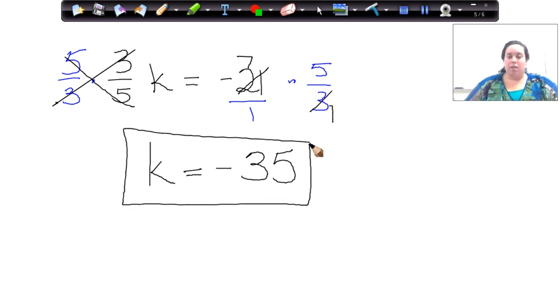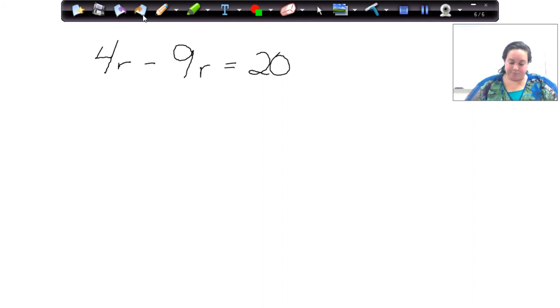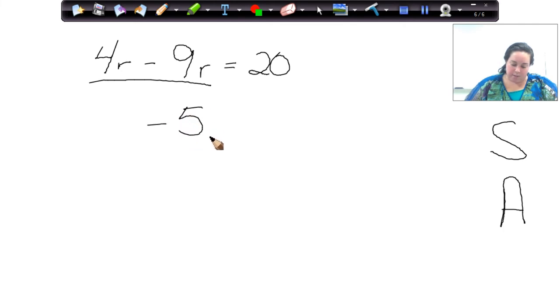All right, great. Let's look at this one. 4r minus 9r equals 20. Remember our steps. So far we've been doing problems that have already been simplified for us. But in this case, this side is not simplified. So we need to go ahead and simplify it by adding like terms. Negative 5r equals 20.